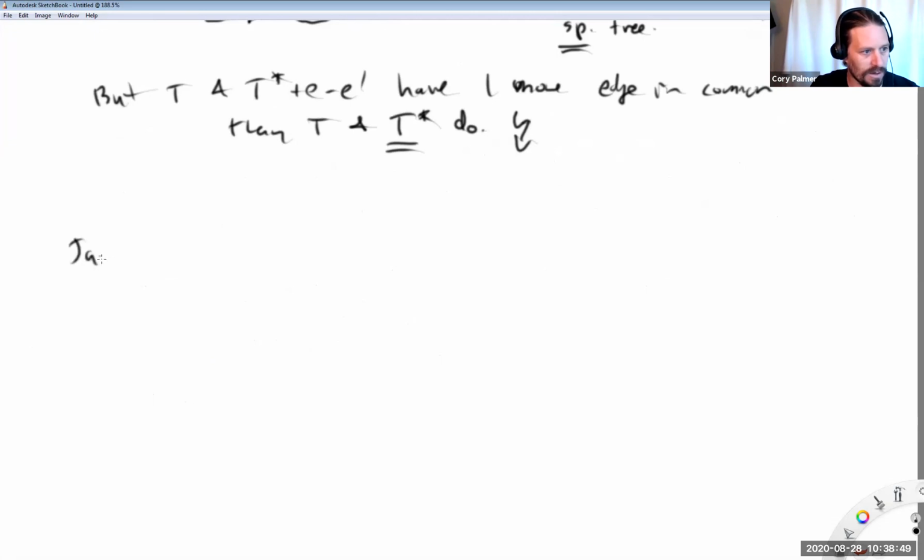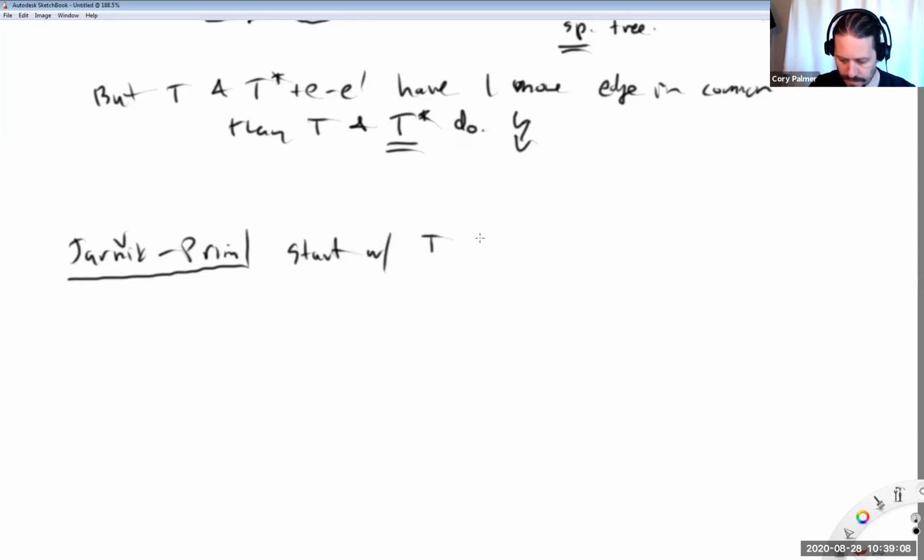So there's the Jarník-Prim algorithm, just discovered by these two people independently, not by them jointly. And it says, okay, so again, G is a connected graph with an edge weighting. I'm not going to write that out there. So it says start with T, an arbitrary vertex of G. So T is just some random vertex of G, whatever it was.